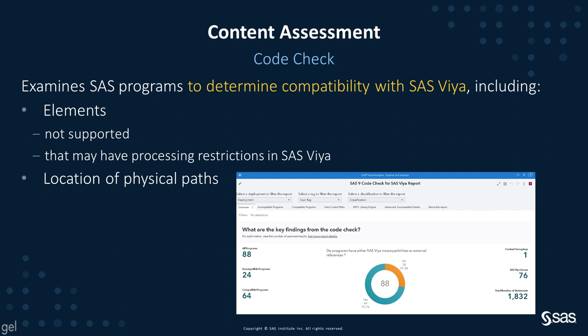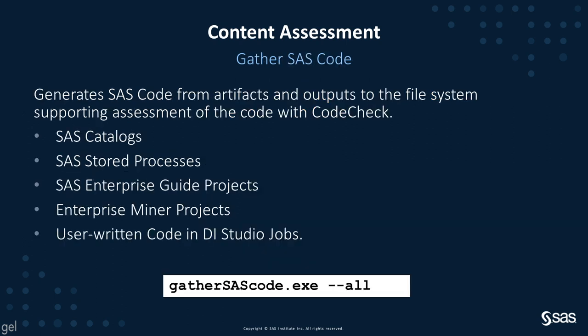And the other important item flagged by code check is the location of physical paths in the code. Because likely those paths to things like directories and code on the file system will have to change in the Viya environment. CodeCheck runs against SAS programs on the file system.